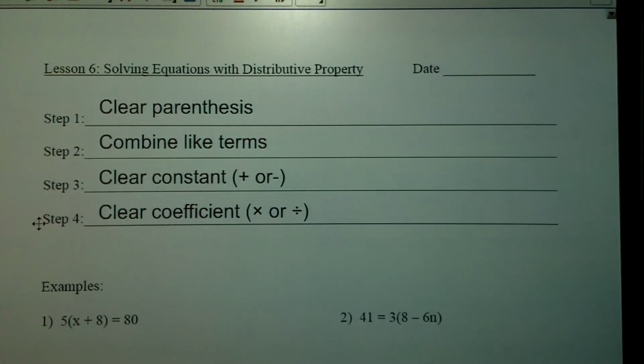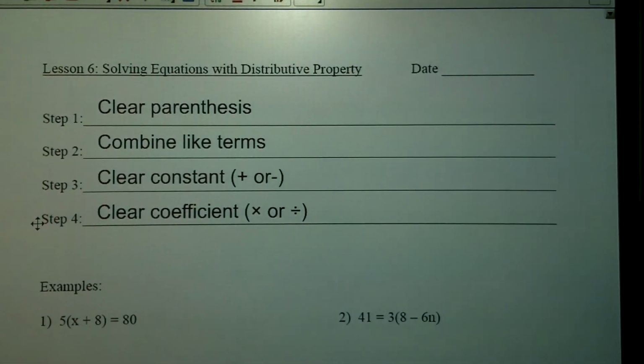Lesson 6 is solving equations with a distributive property. We've talked about the distributive property where you clear the parentheses. So the steps are going to be the same as lesson 5, except we're going to add one more step to it. Step 1 is clear the parentheses.